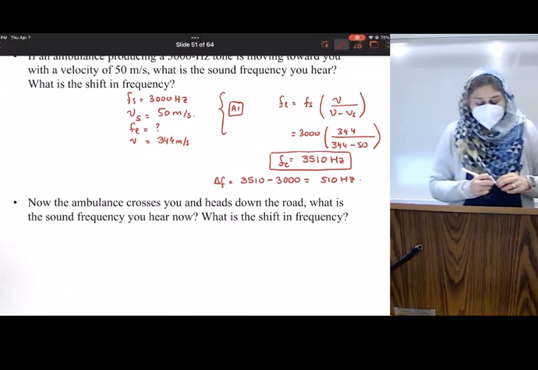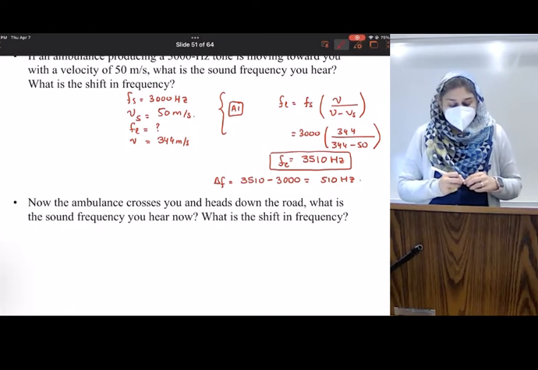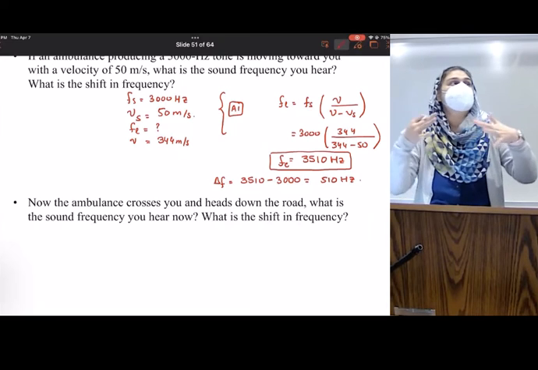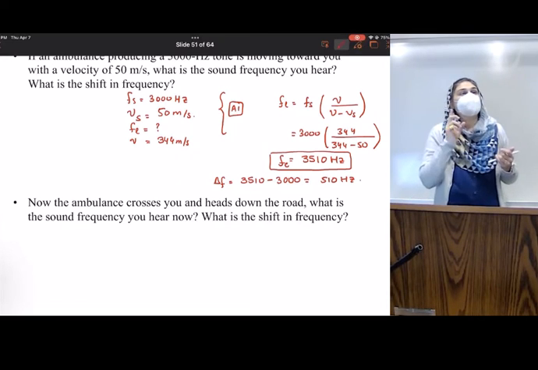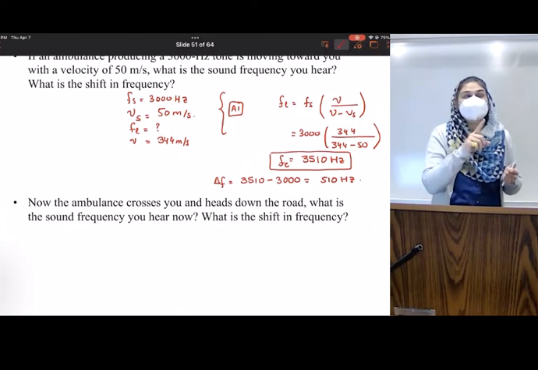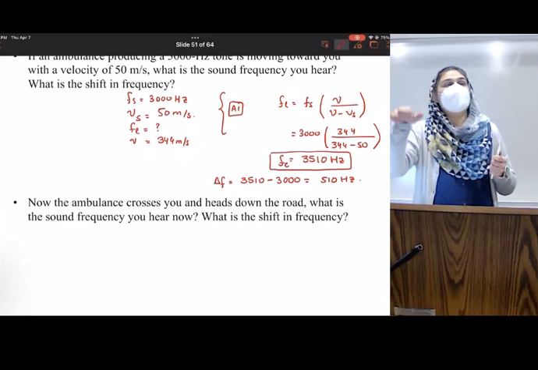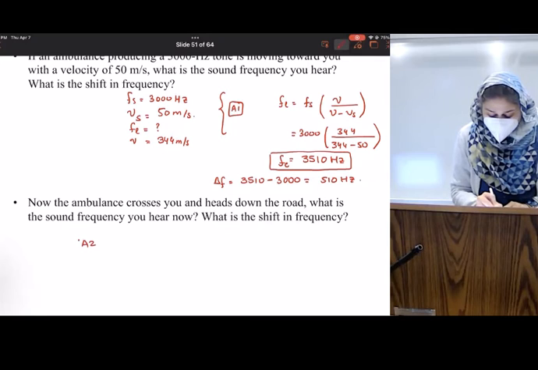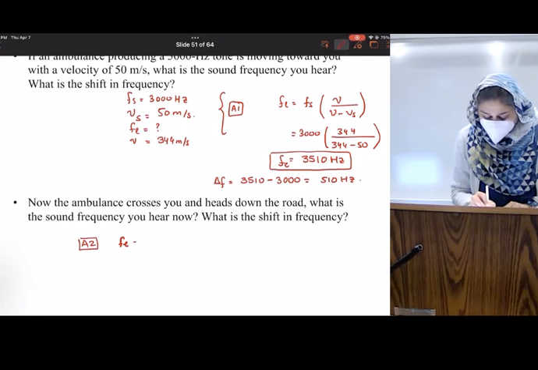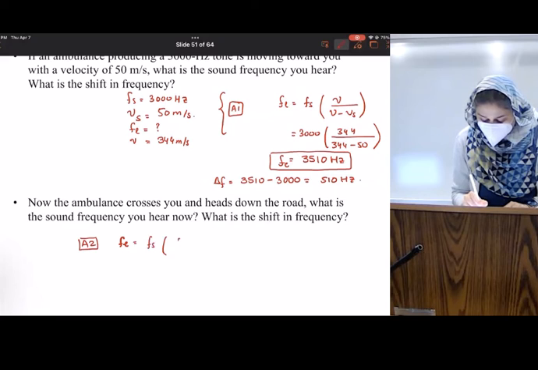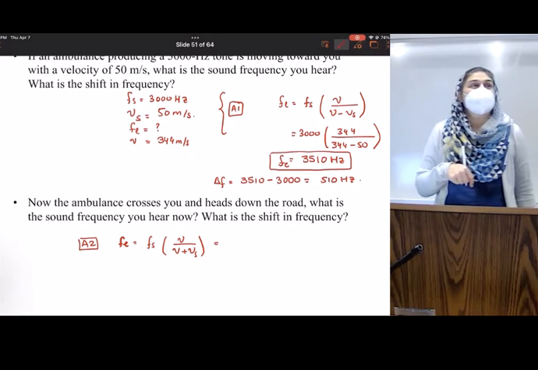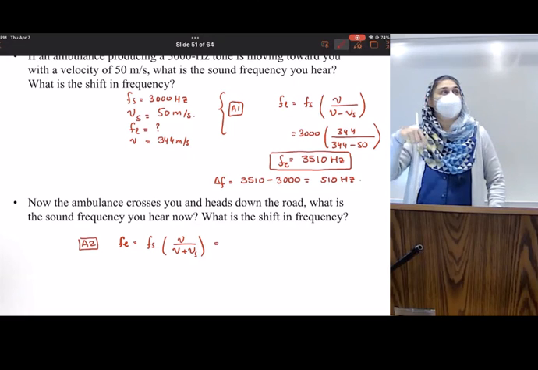Okay. Part 2. Now the ambulance crosses you and heads down the road. What is the sound frequency you hear now? What case would that be now? A2, right? Because the source is still moving, but it's now moving away from you. Do you see how these questions are done? So this would be case A2, and the formula for that one should have a plus with it, right? And since this is going away from you, I predict that the value will be lower. Frequency should go lower.